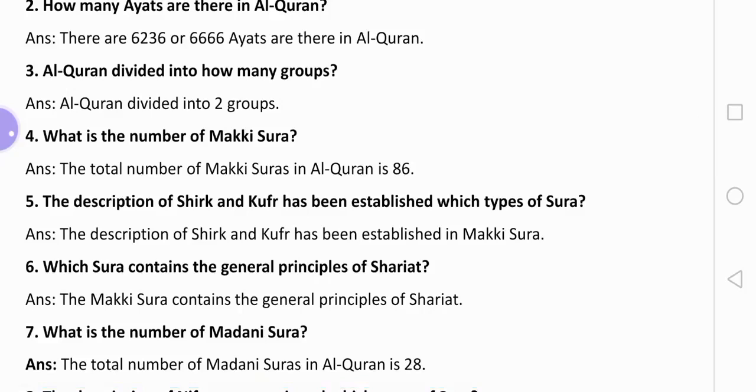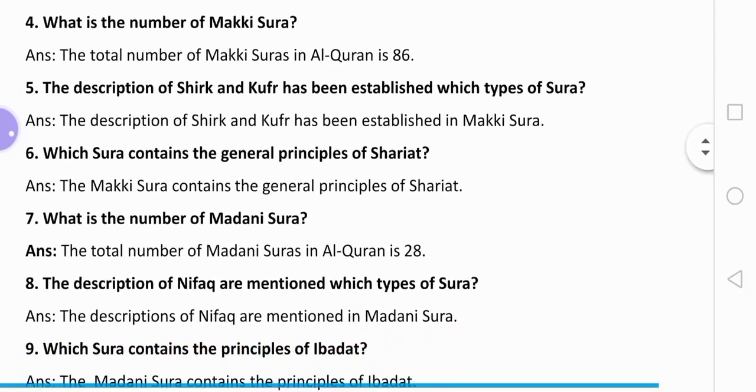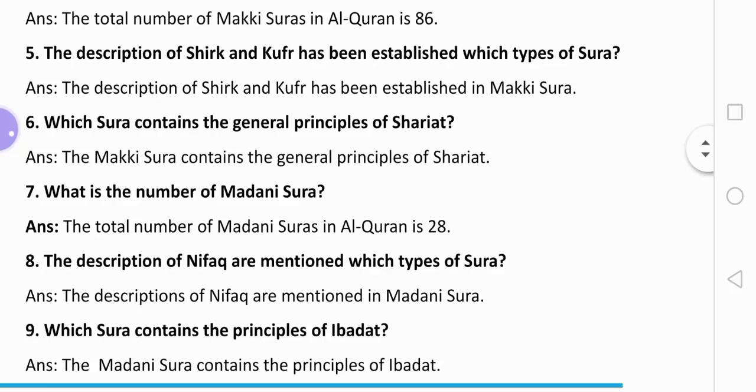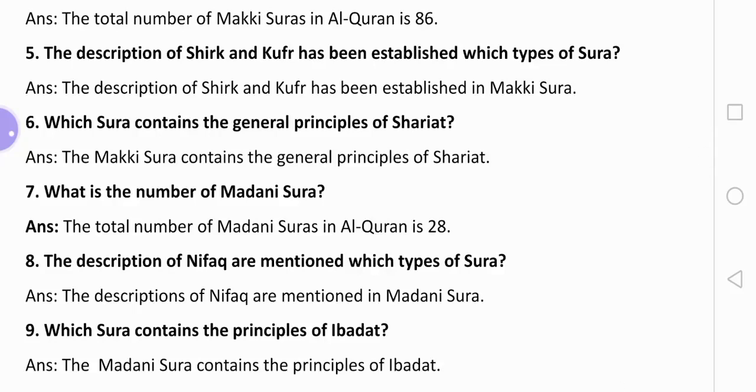And number 5, the description of Shirk and Kufr has been established in which types of Surah? The description of Shirk and Kufr has been established in Makki category Surah. Number 6, which surah contains the general principles of Sharia? We have discussed this in detail in our lecture. The Makki surah contains the general principles of Sharia. Number 7, what is the number of Madani surahs? The total number of Madani surahs in Al-Quran is 28.